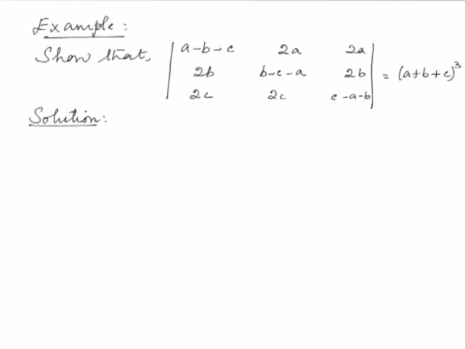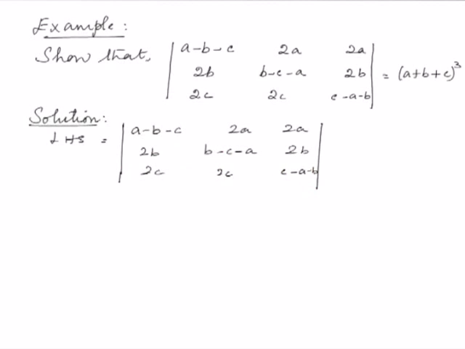So how are we going to arrive at it? We're going to use the property 6 in a much better way to arrive at the solution. So let us proceed. Consider the left hand side. The left hand side is equal to the determinant with rows (a minus b minus c, 2a, 2a), (2b, b minus c minus a, 2b), (2c, 2c, c minus a minus b).